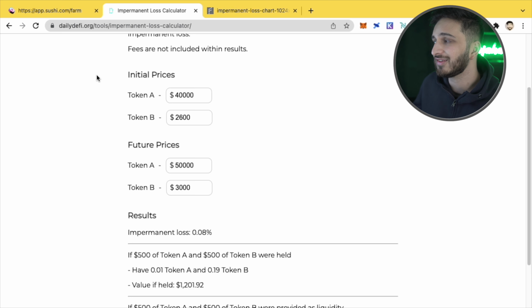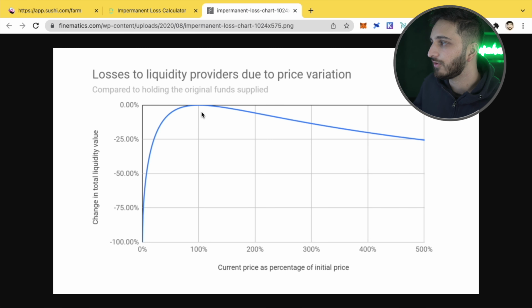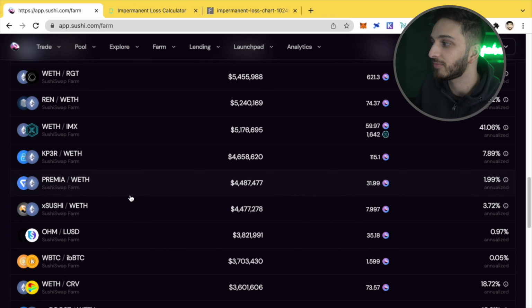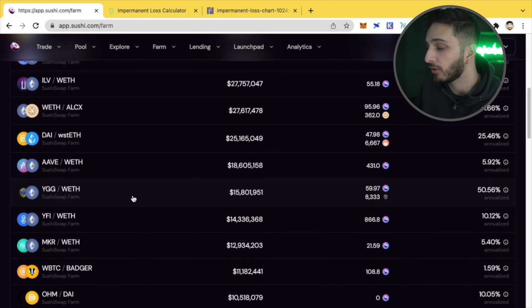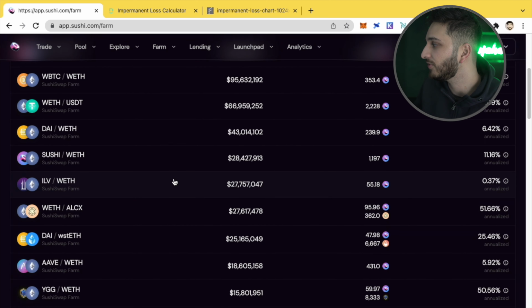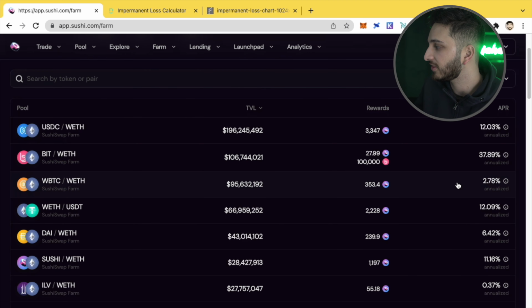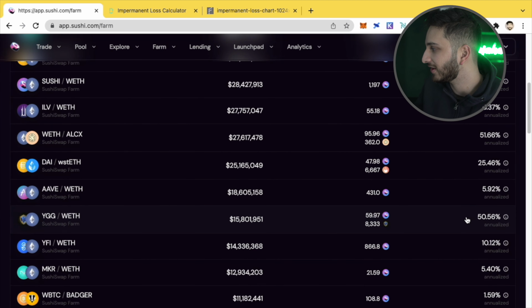So that's essentially how it works. Have a look at this graph. You can find it by just Googling impermanent loss graph or chart, and you should get something like this. Play around with the calculator and then see whether or not your farms are worth providing liquidity for or not. A lot of them you'll find aren't, but you really have to take into consideration whether or not the rewards, some rewards are going to be 30% like this one, 25%, 50%. For those ones, it might be worth it.